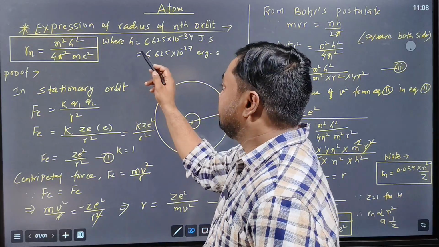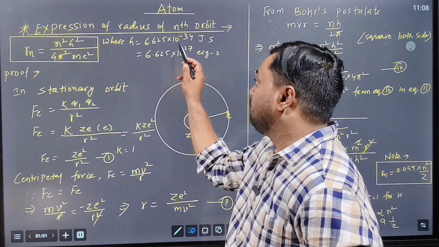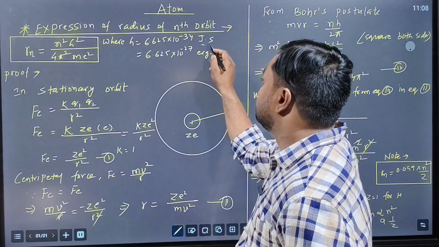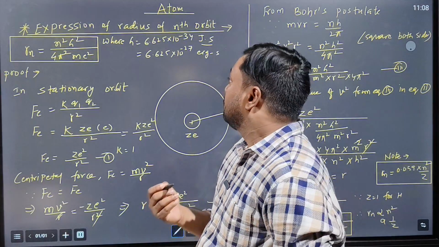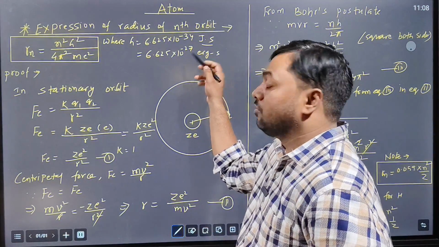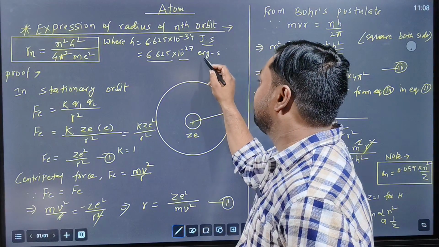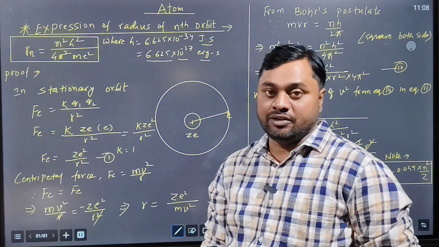Where h is nothing but the Planck constant, the value is 6.625 into 10 to the power minus 34 joule second, and as you know that 1 joule is equal to 10 to the power 7 erg. So if you convert it to erg, you will get 6.625 into 10 to the power minus 27 erg second. Is it clear? So let's start the derivation.